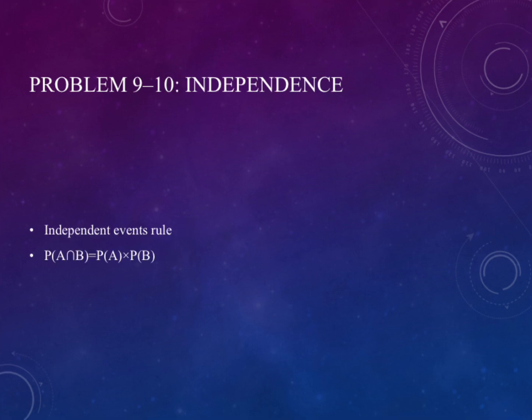Two events are independent if one does not affect the other. For independent events, the probability of both happening is P of A multiplied by P of B. If this rule does not work, then the events are not independent. This concept is used often in testing and decision-making.